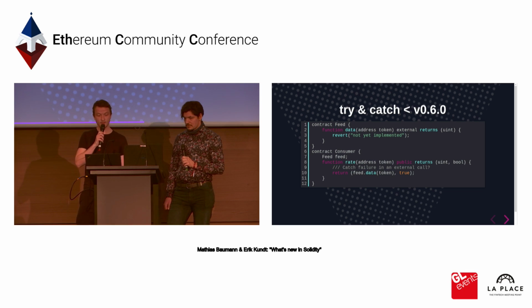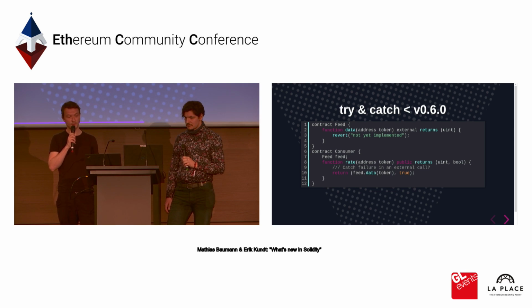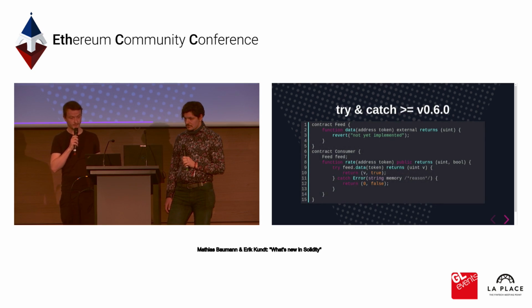And then we have a second contract called Consumer. This has a feed and a rate function. And here you want to call the data function of the feed. And you would probably want to catch a failure, but this was not possible before. So we introduced try catch syntax here.